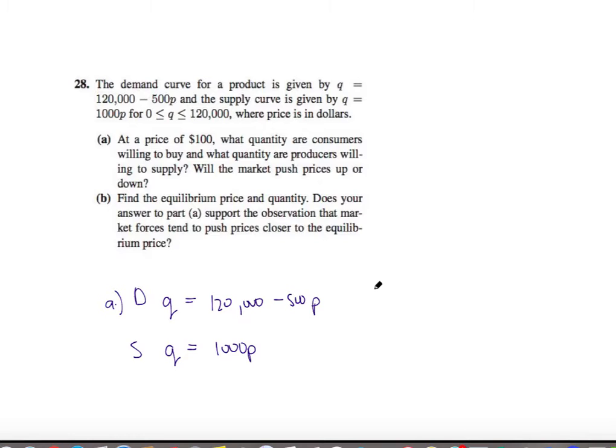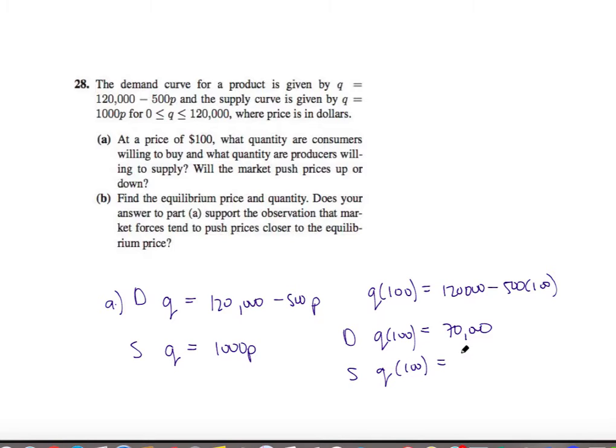And so at a $100 price point, for demand, we would have 120,000 minus 500 times 100. So 500 times 100 is, of course, 50,000. So our quantity demanded is going to be 70,000. While our supply will be the same thing but with our supply function, which is 1,000 times 100. So this would be 100,000.